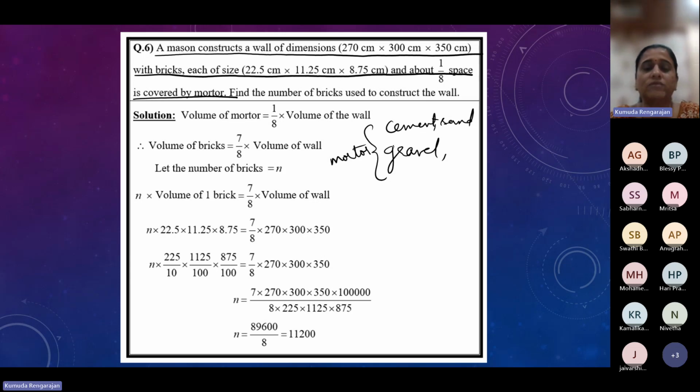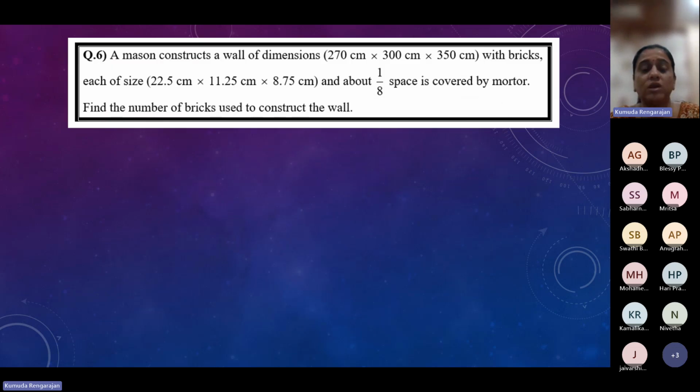So when we say volume of the wall, it is not the volume of the bricks alone. Volume of the wall is the volume of the bricks plus the volume of the mortar, because these two make the wall.